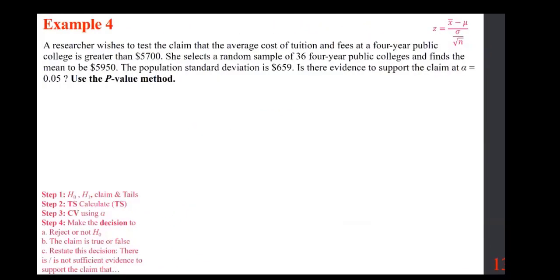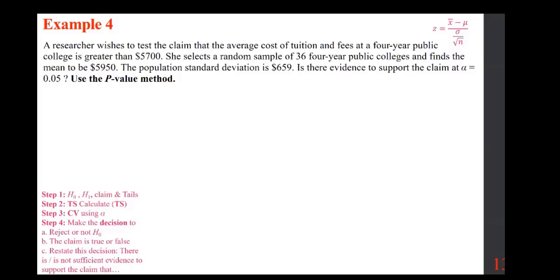A researcher wishes to test the claim that the average cost of tuition and fees at a four-year public college is greater than $5,700. She selects a random sample of 36 four-year public colleges and finds the mean to be $5,950. The population standard deviation is $659. Is there evidence to support the claim at alpha equals 0.05? Use the p-value method. Again, the key is to see what is given.